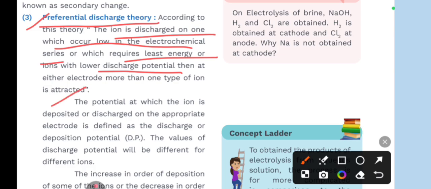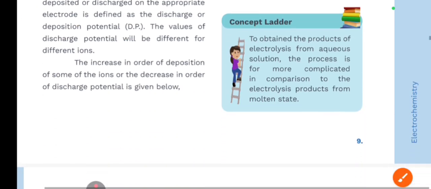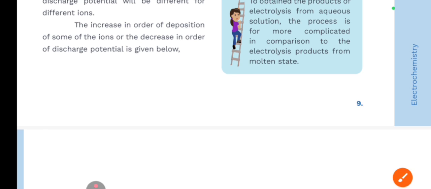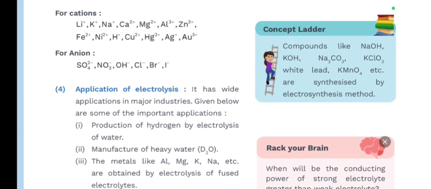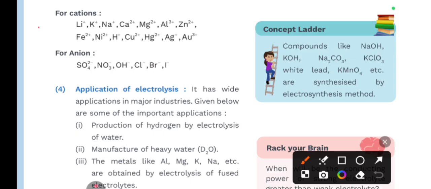The potential at which the ion is deposited or discharged on the appropriate electrode is defined as the discharge or deposition potential. So with the help of which potential it can be deposited, this is called deposition potential. You can see here, for cations or for anions, these are the deposition potentials given.